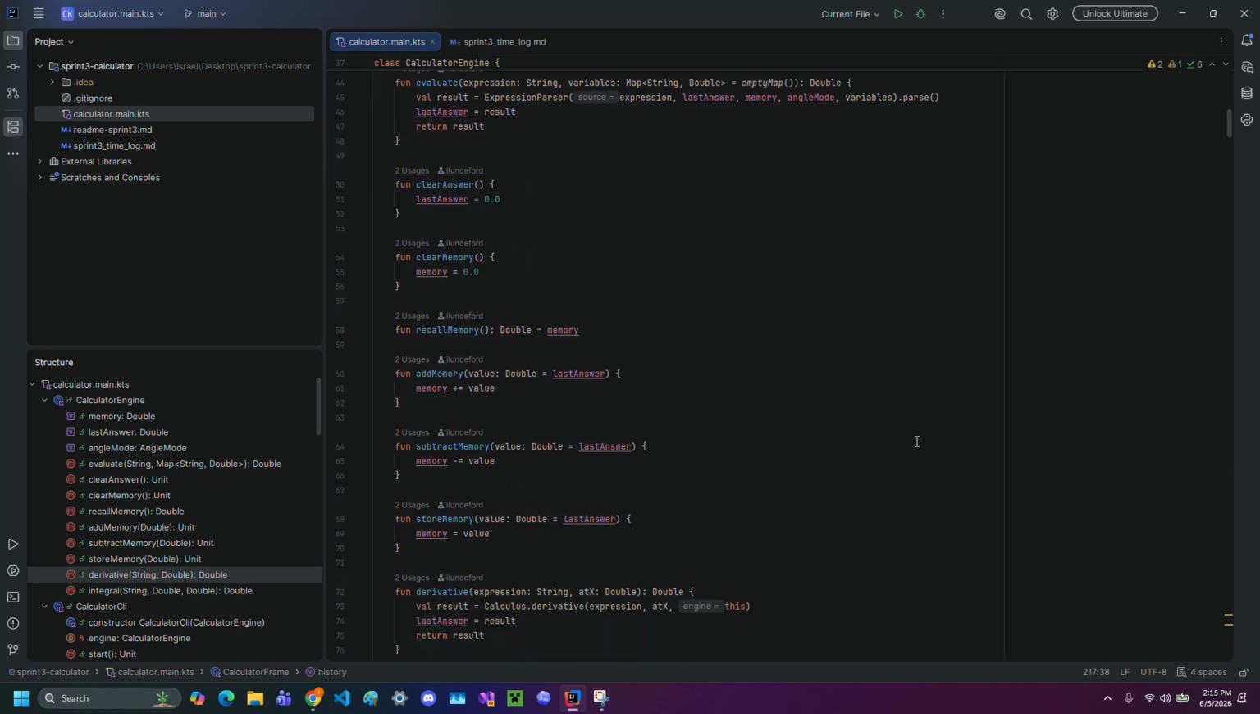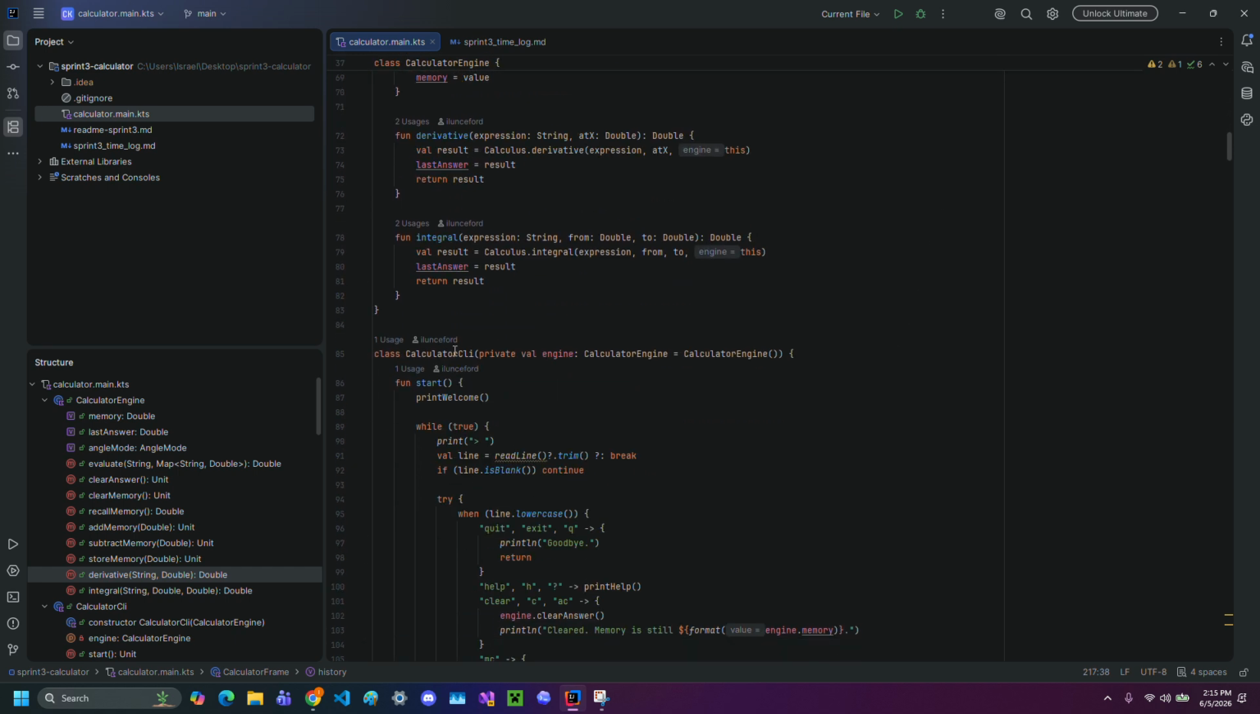The calculator CLI class, which is the next class down right here, provides a text-based version for the calculator. When the program runs in CLI mode, users can type mathematical equations or expressions directly into the terminal. The program also can support commands such as help, clear, memory recall, memory clear, degree mode, radian mode, derivative calculations and integral calculations, which, for my stretch challenge, I built trigonometry and basic integrals and derivatives.